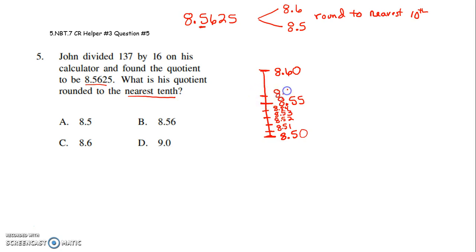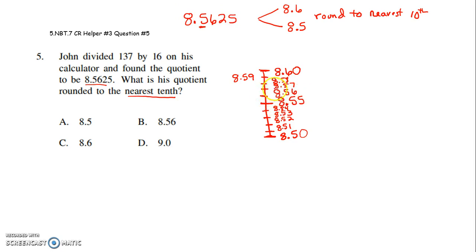Then we're at 8.56, 8.57, 8.58. Ooh, and I'm going to squeeze up here 8.59, and then we're at 8.60, like 8.50, 8.51, 8.52, 8.53, 8.54, 8.55, 8.56, 8.57, 8.58, 8.59, 8.60. Okay, so I want to know, is this number here closer to 8.5 or 8.6? On my vertical number line, I just say where about would I put this number? 8.5625.